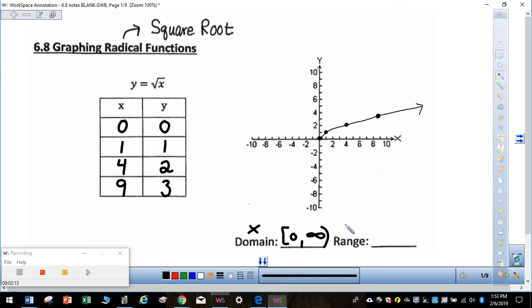Now for the range, we're asking a similar question, but this time we're doing it for the y values. So we're asking, what are all of the y values that correspond to points on the graph? Well, notice how we only have positive y values, also including 0. We don't have any negative y values. So the range in interval notation will also be bracket 0, comma, infinity. Now, we always put a curved parenthesis around the infinity because it can't actually equal that amount. It's just representing a very, very large number.